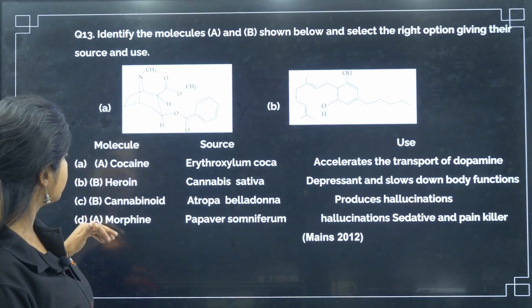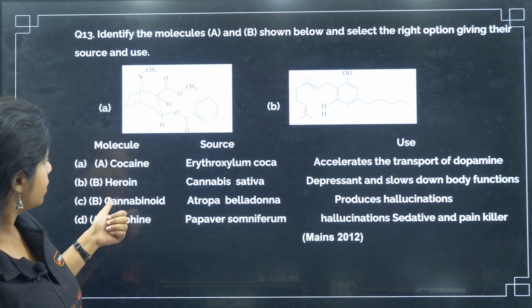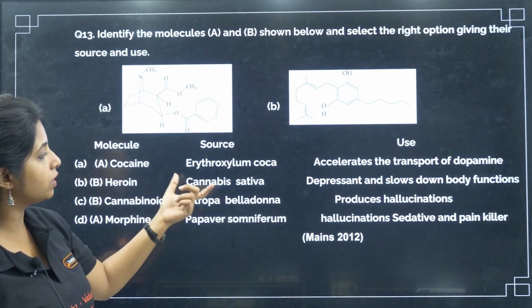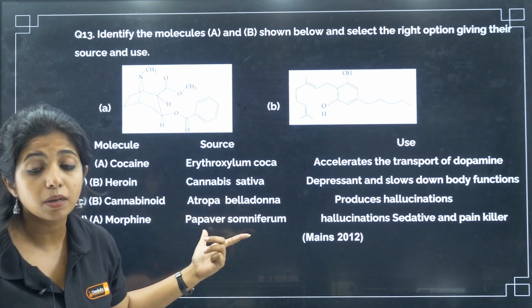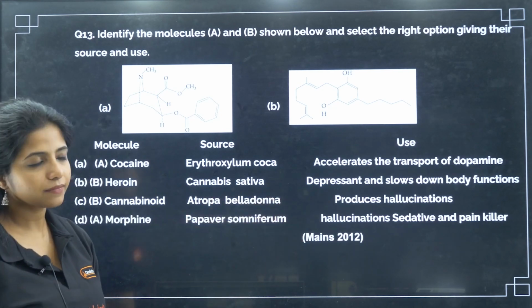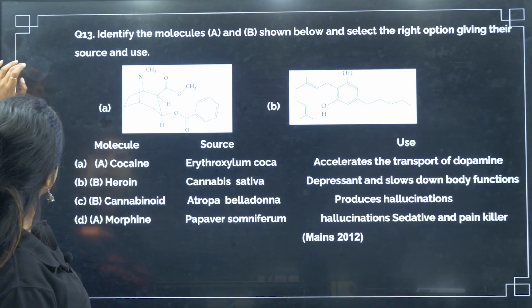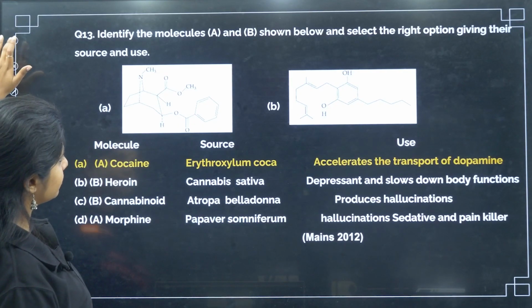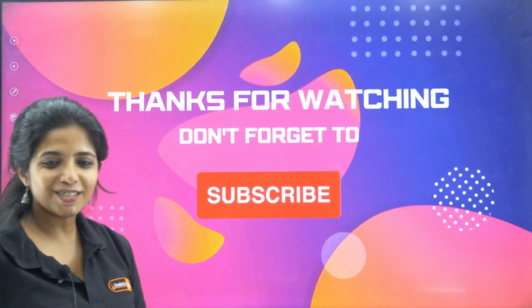The B option is not given over here. Okay, so B, cannabinoid, is given, but it is not from Atropa belladonna. You get it from Cannabis sativa. So that would be wrong, and it does not usually produce hallucination. So that is also wrong. Okay. So that's all, my dear children.